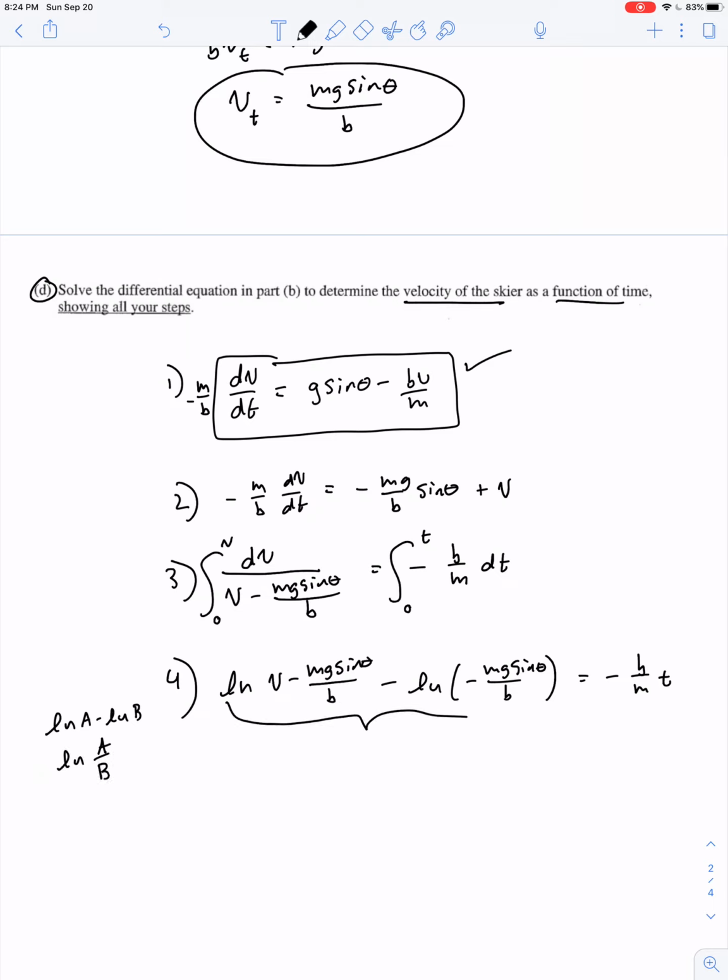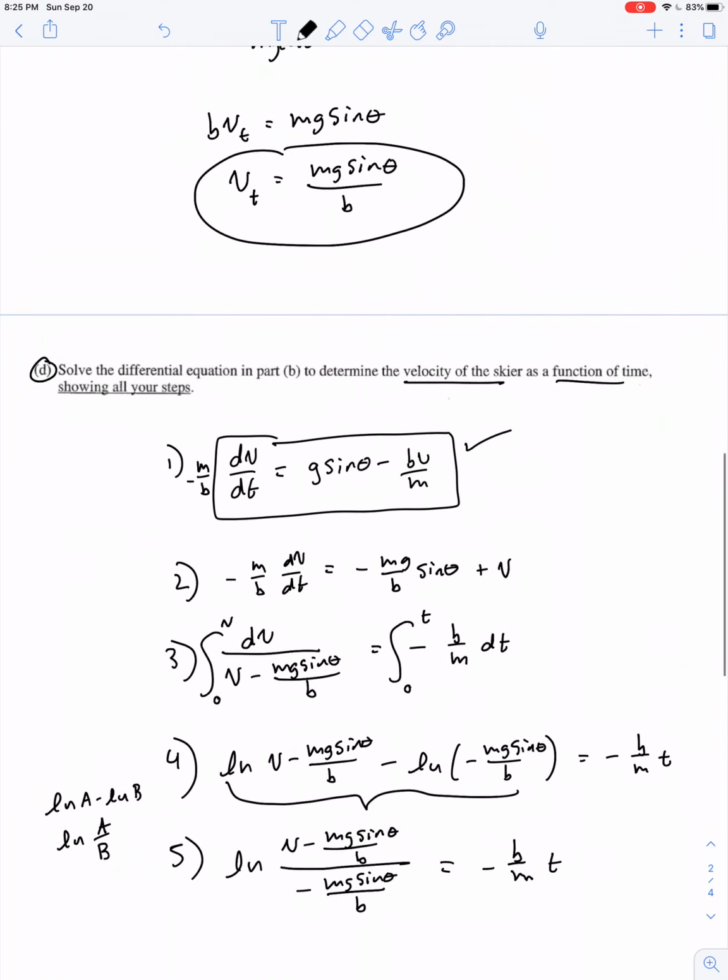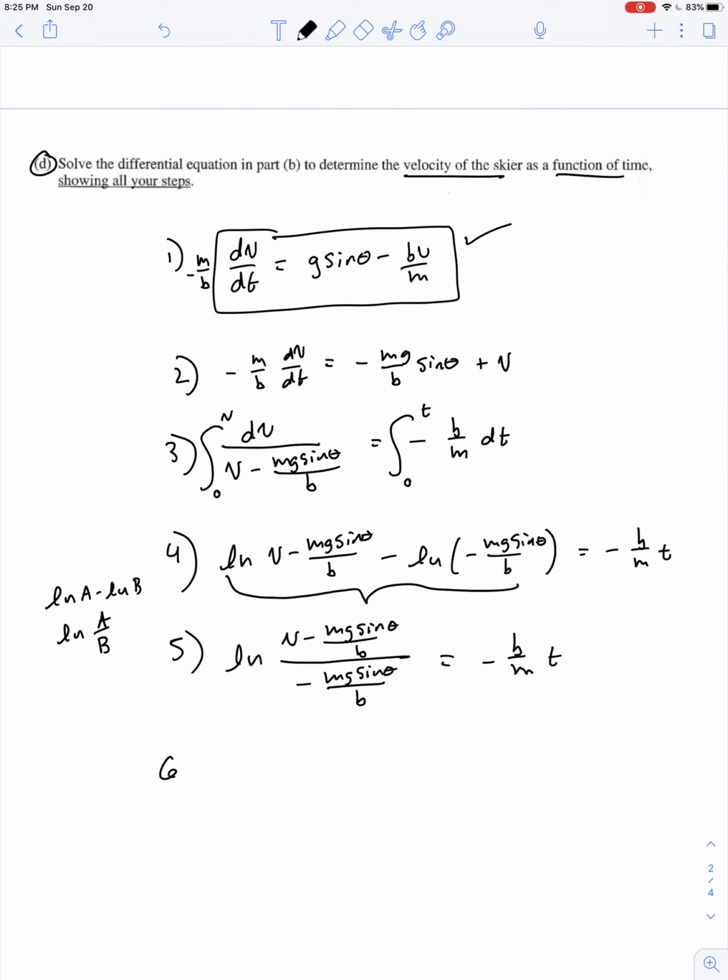So we can express this a little bit better. We have the natural log of v minus mg sine theta over b, all divided by negative mg sine theta over b. That equals negative b over m times t. However, let's look back here. mg sine theta over b is the same thing as terminal velocity. So let's make this even neater looking. We have just the natural log of v minus v terminal divided by negative v terminal equals negative b over m times t.